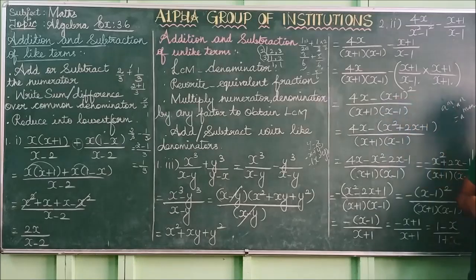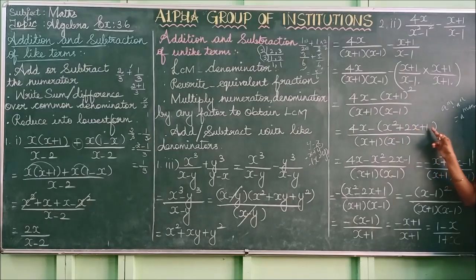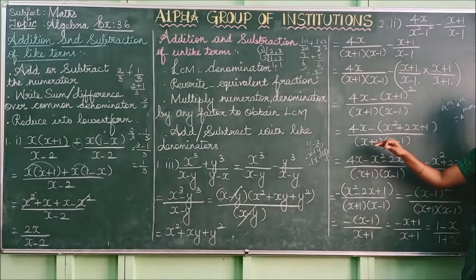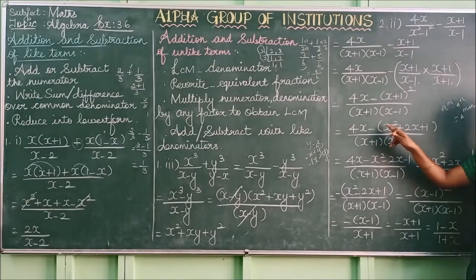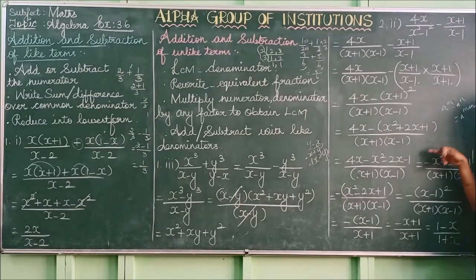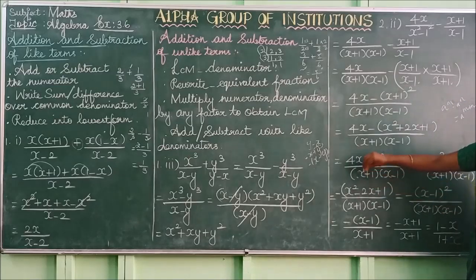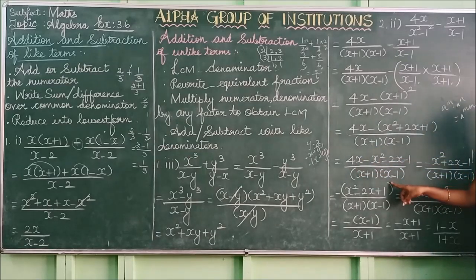Then rewrite this in the a plus b whole square form: a square plus 2ab plus b square. So here a is x, b is 1: x square plus 2x plus 1. Then in the denominator we have the common value x plus 1 into x minus 1. Then 4x minus, how do we apply this minus to the inner side? So minus x squared minus 2x minus 1. All are positive inside, so if you apply that minus, all get negative. Then in the denominator, x plus 1 into x minus 1.